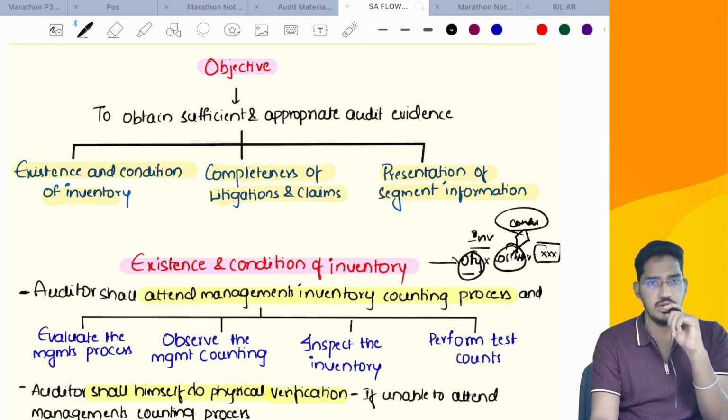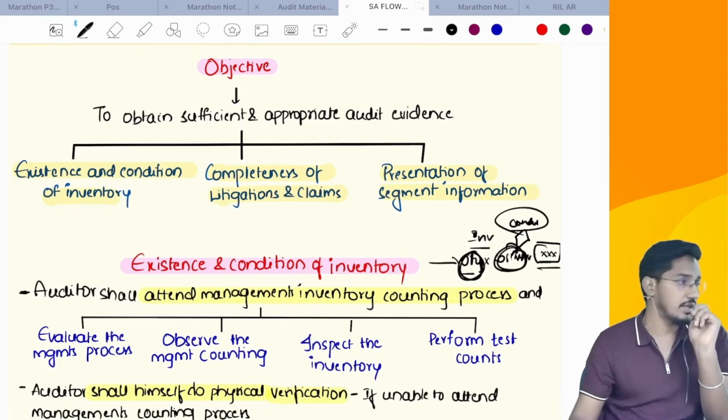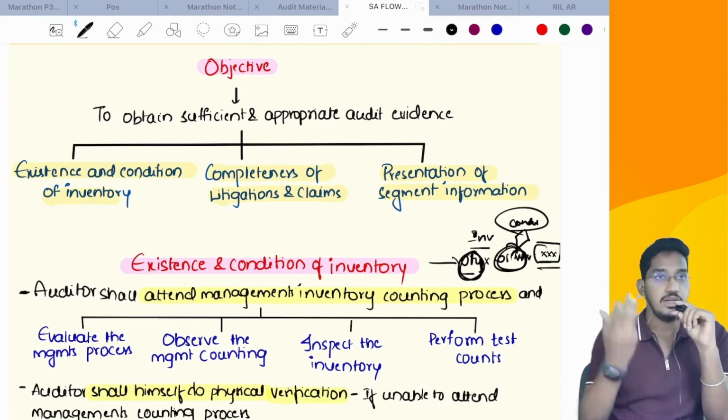Cost is something you need not worry about. Cost you can directly calculate from the books. So what is more crucial? NRV is more crucial. So if you obtain evidence regarding the existence and condition, obviously the value of the inventory will be correct. Now let me ask you.